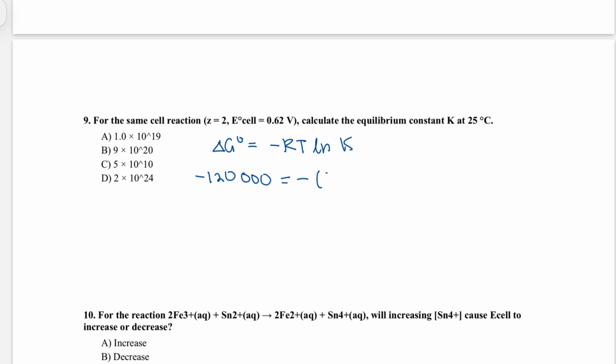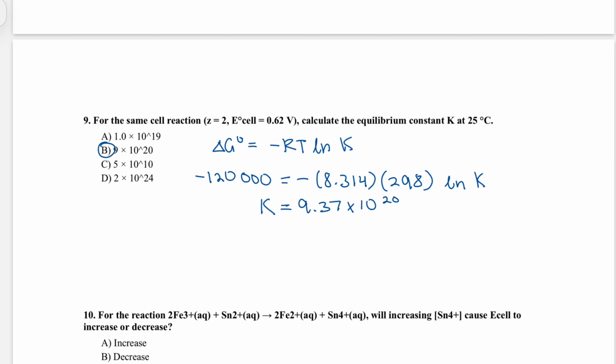So R is a constant. T is temperature, but in Kelvin. So remember it's 298 and then ln K. And then when you calculate this, you'll get 9.37 times 10 to the 20, which is option B.